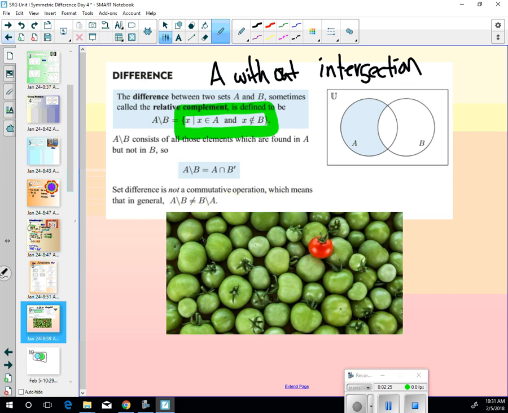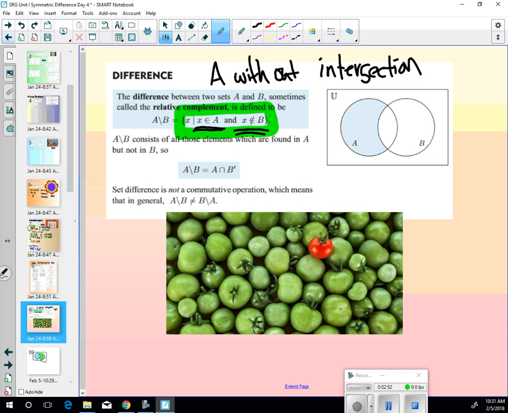Just a descriptive term, relative complement. But what's kind of nice about it is some nice symbols we can use in proofs. But just whenever you see A/B, it's the intersection of A and not B. It's element of A and not B.